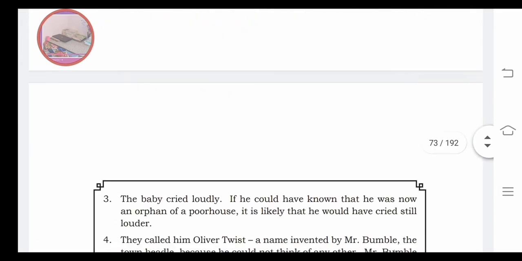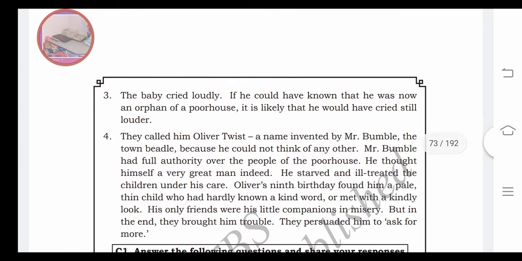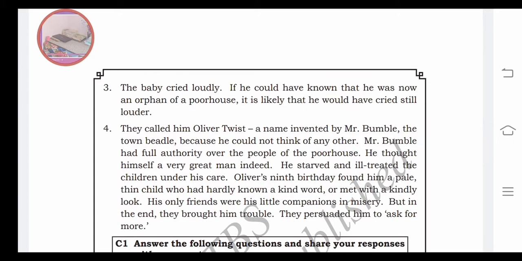Understood so far? Now, third. The baby cried loudly. If he could have known that he was now an orphan of a poor house, it is likely that he would have cried still louder. So the baby doesn't know. He was born just a second before. When his mother died, he didn't know. So here they are telling that if a baby could realize his mother had died, he would cry louder, but he was crying the way other babies usually cry.